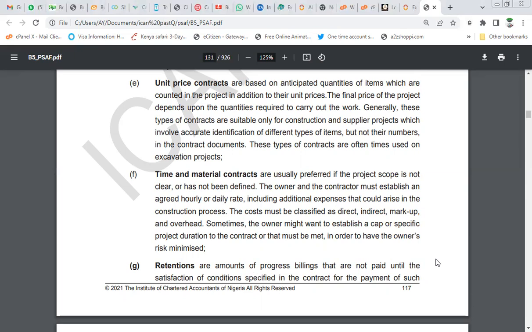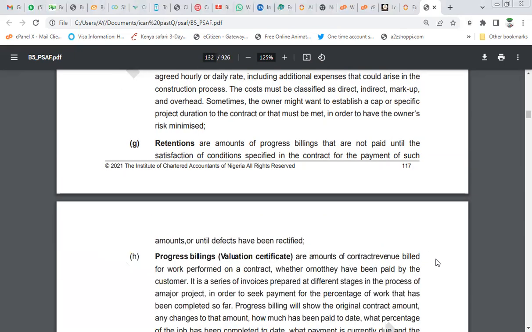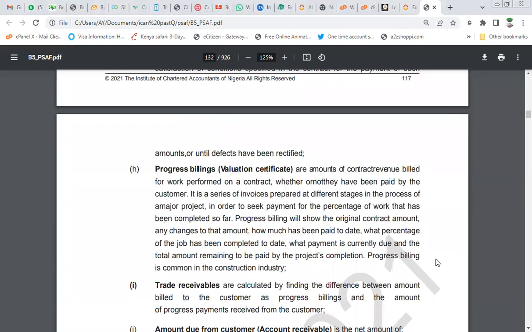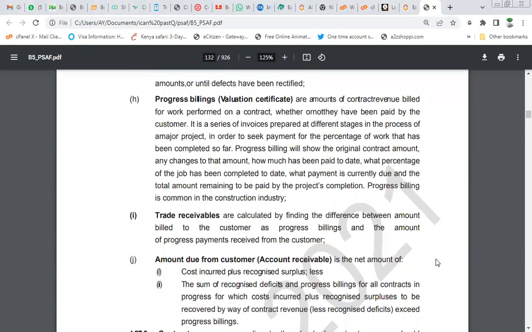Retention is the amount of progress billing that is not paid until the satisfaction of conditions specified in the contract for the payment of such amount or until defects have been rectified. Progress billing. You can read it. Trade receivables, amount due from customers, read them and form your notes.